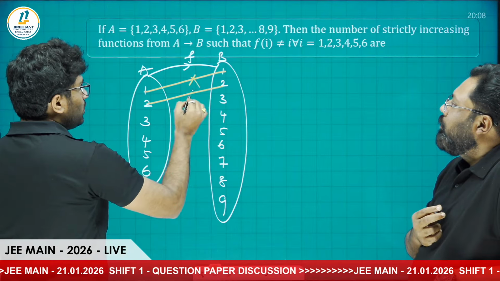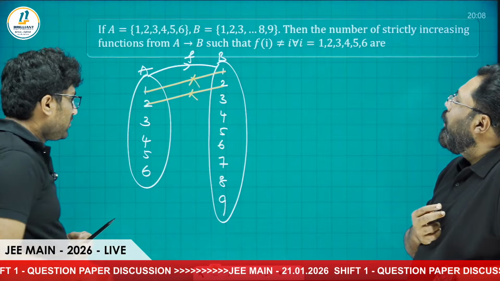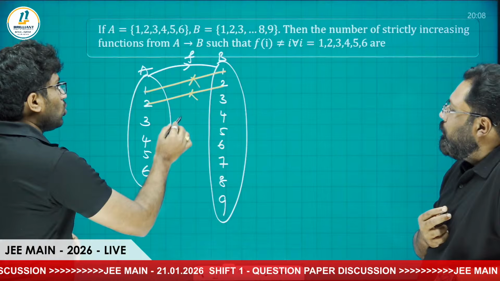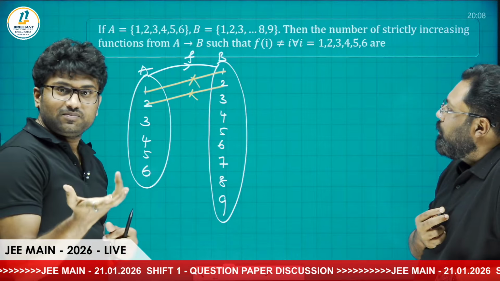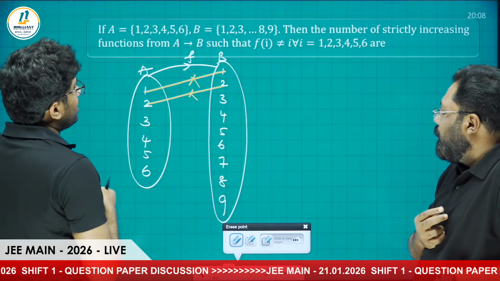F of 2 shouldn't be 2. F of 3 shouldn't be 3. F of 4 shouldn't be 4. F of 5 shouldn't be 5. So in that way, what will be the total number of functions that we have actually? Let's see. This is actually a derangements problem.